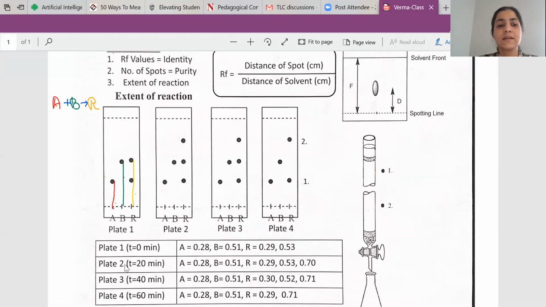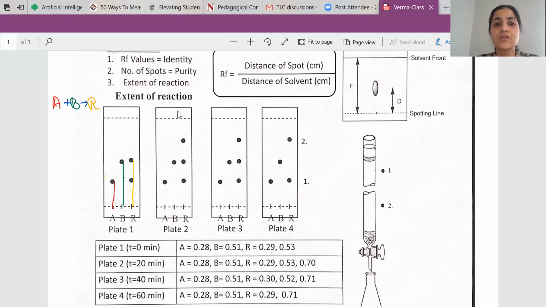After 20 minutes, the student again takes a fresh TLC plate. She spots authentic A, authentic B, and the reaction mixture after 20 minutes of the reaction time. She dips a fresh TLC capillary into the reaction mixture, takes out a little bit of sample, spots it on the TLC plate, and then runs or develops the TLC plate.